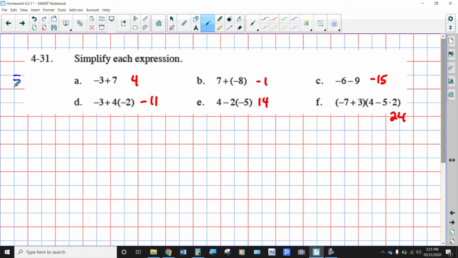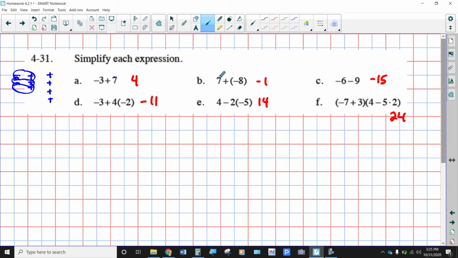You've got the model for 3 negatives and 7 positives. So 3 of those negatives marry up with 3 of those positives, forming their 0 pairs. They go away, leaving you with just 4 positives. So our answer is positive 4. So you subtract the numbers, 7 minus 3 is 4, and you keep the sign of the number with the greater absolute value. You had more positives than negatives, so your answer is going to be a positive answer.